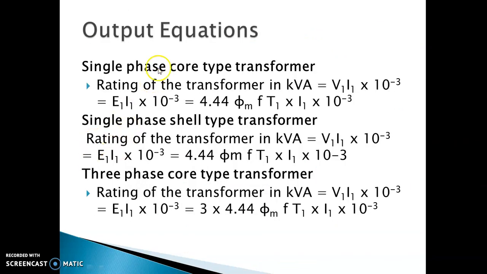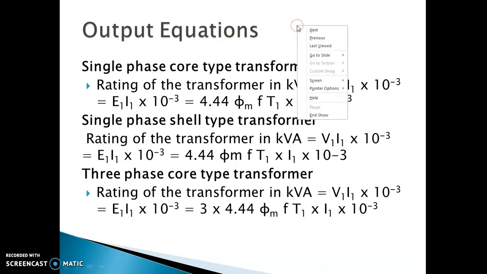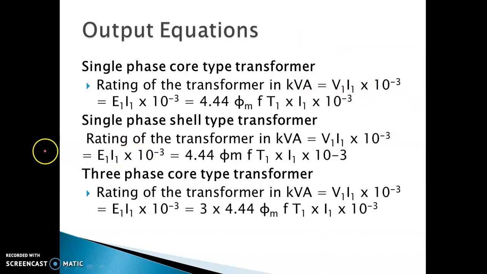Now, these are some equations that are very useful in the case of the transformer. The rating of a transformer is in kVA. Voltage unit is volt, current unit is ampere, so its unit will be volt-ampere, and if you divide by 1000, it converts into kVA. Dividing by 1000 or multiplying by 10 to the power minus 3, both are the same thing. So the rating of the transformer in kVA is V1 I1 multiplied by 10 to the power minus 3.